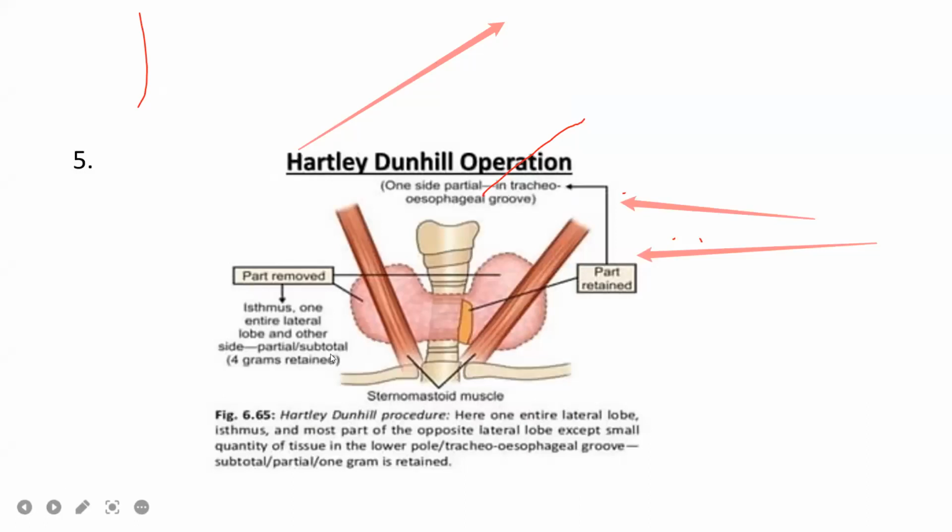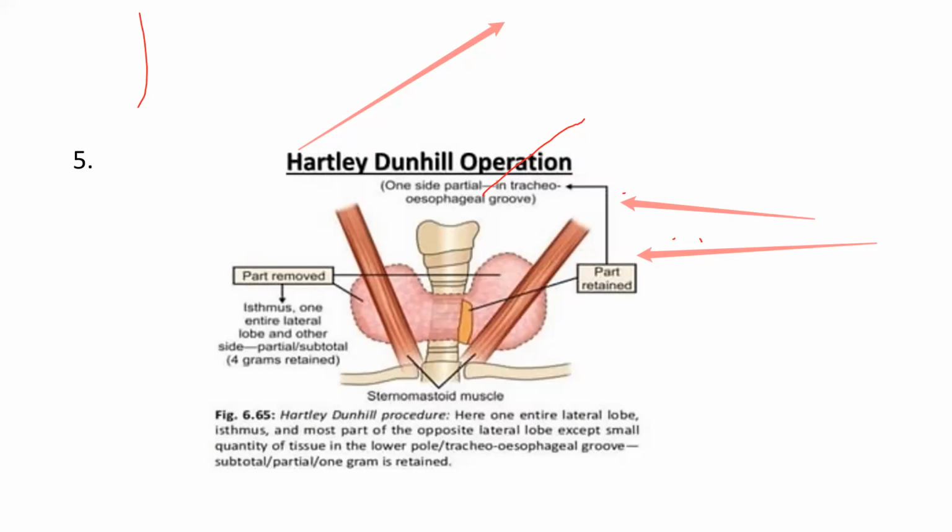Then the 15th question was about the management. What is Dunhill's operation? A Dunhill's operation is removing one part of the thyroid, and you are also addressing the contralateral lobe. Removing almost a part of the opposite lobe, except a small amount of thyroid near the tracheoesophageal groove. Previously it was called subtotal, where 1 gram of thyroid tissue is retained to prevent injury to the recurrent laryngeal nerve and also to preserve the parathyroid. But nowadays, it's only a historically important operation. Nowadays, it is never done.